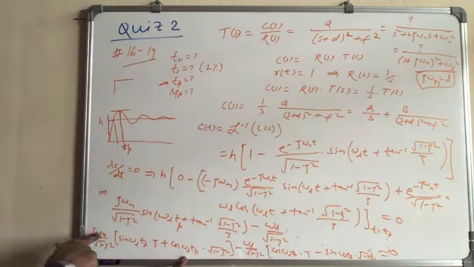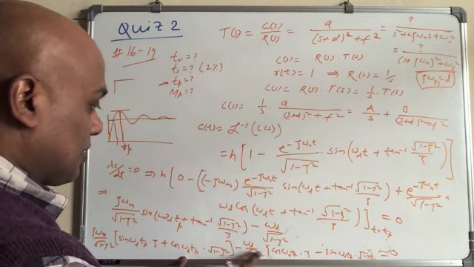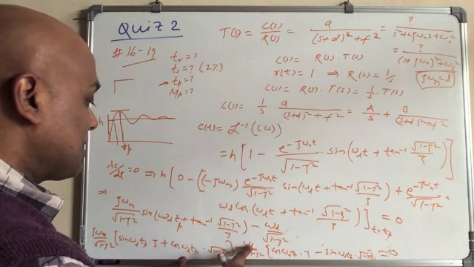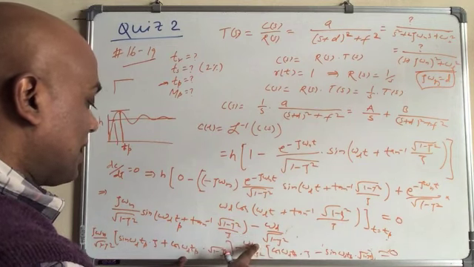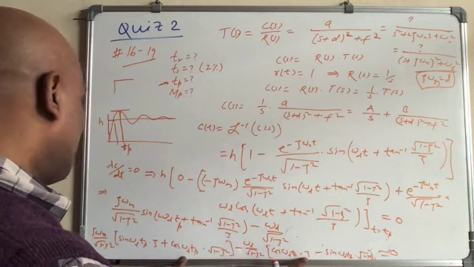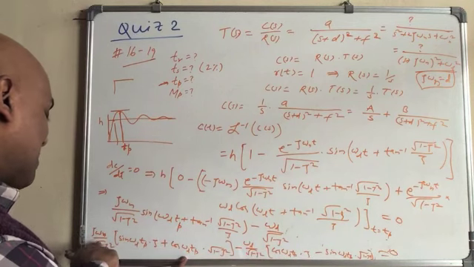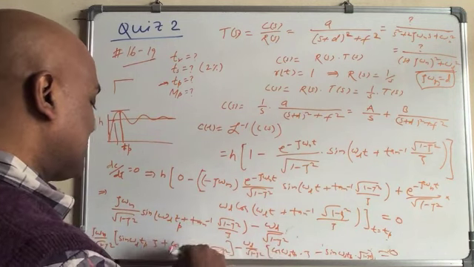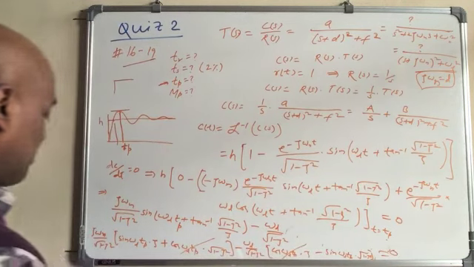So what you have is zeta omega n for the cos term. Here what do you have? You have the omega d, right? Omega d is nothing but omega n multiplied by root 1 minus zeta square. So you get omega n times zeta here, plus cos, the same zeta omega n is the coefficient, here also the coefficient is the same, so this and this will cancel out.